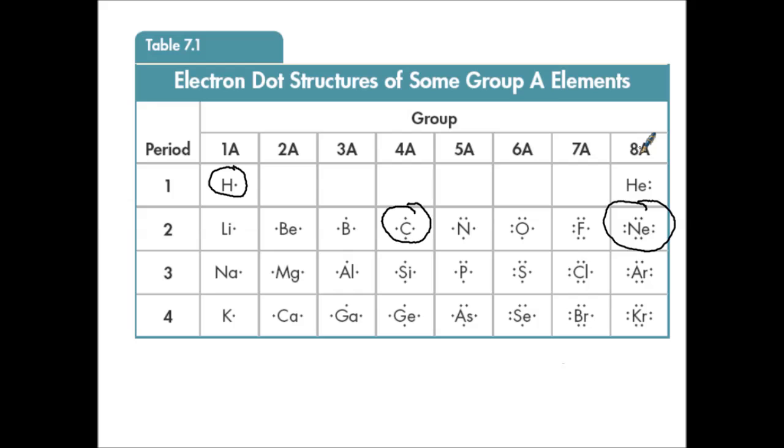Now, the only exception to this valence electron rule is helium. Helium is an exception because, if you remember, the very first energy level can only have a maximum of 2 electrons. So that's why helium only has 2 dots and not 8.